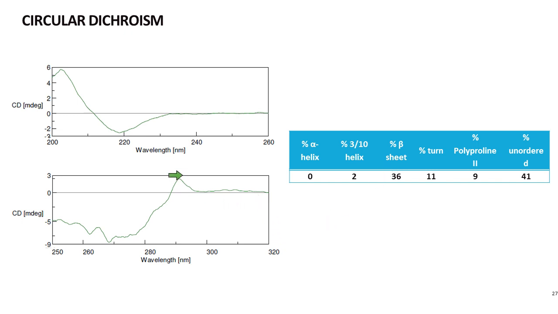The near UV CD spectrum, which is the bottom panel here, is linked to the tertiary structure of the protein, and it can be used like a fingerprint. So any changes in the interior hydrophobic core that might affect the surface of the protein can be picked out by using near UV CD.